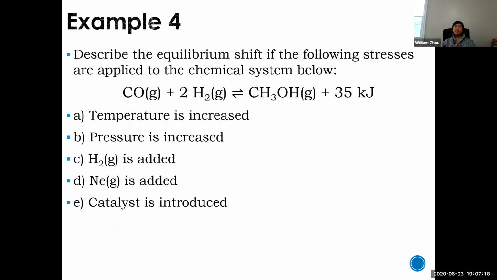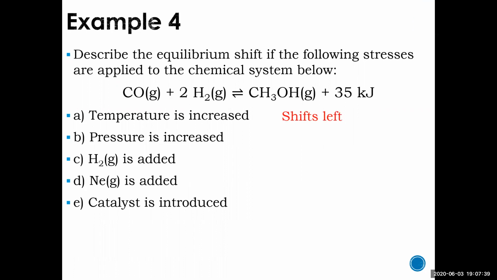Temperature is increased. It means Le Chatelier will decrease the temperature. You see what I mean? If you increase the temperature, the 35 kilojoules is increased. So then you would have to shift to the left to get rid of it. So the answer is left. If you shift to the right, then you increase the temperature even more, which is the opposite of what Le Chatelier should be doing. Is that clear?